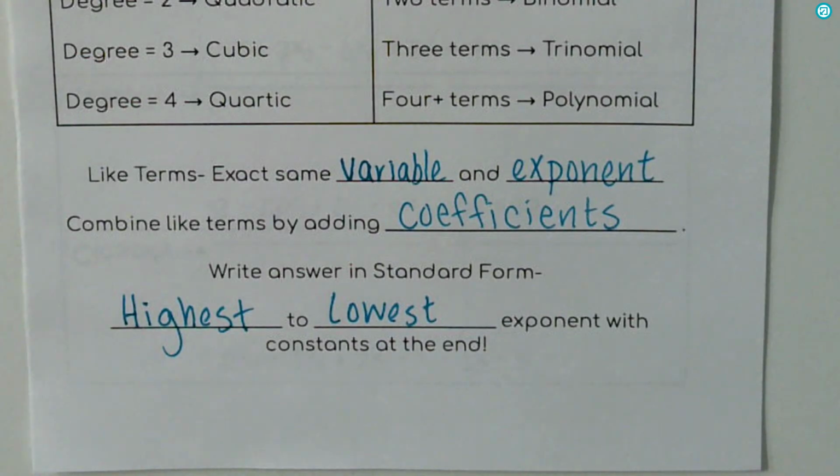So it's kind of like, hey, we're going to put things in alphabetical order. This is the alphabetical order of polynomials. Okay, any questions right now?